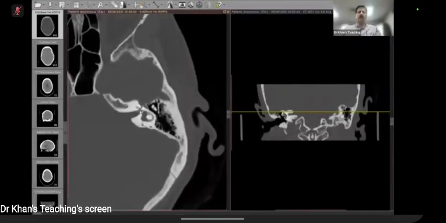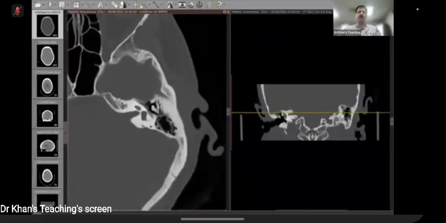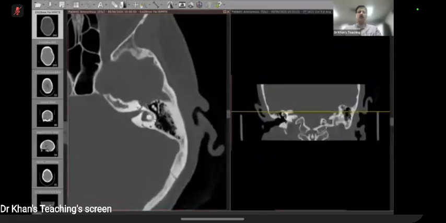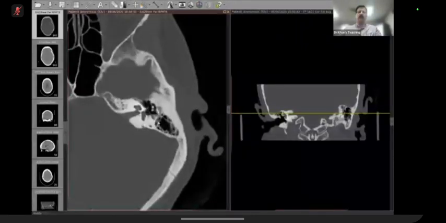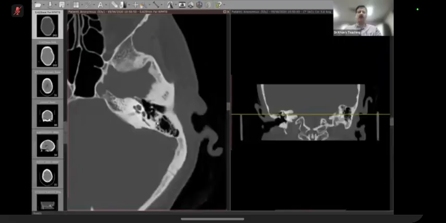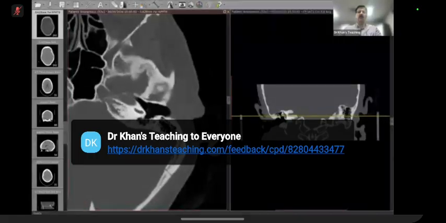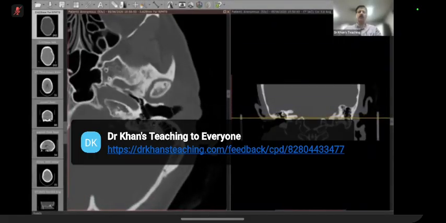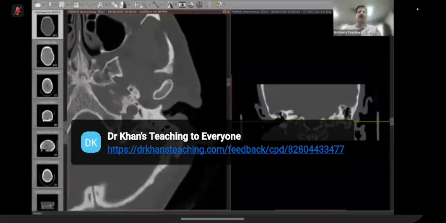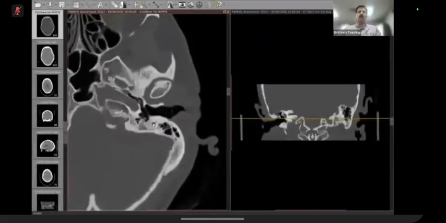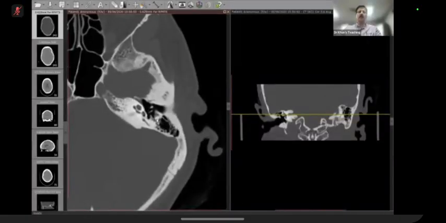This is the labyrinthine portion of the facial nerve. It goes anteriorly and then it descends posteriorly. This is the lateral semicircular canal. It is going posteriorly and now it is going to descend down. So we are at the posterior wall, and ultimately it will go out. So we trace it backwards.